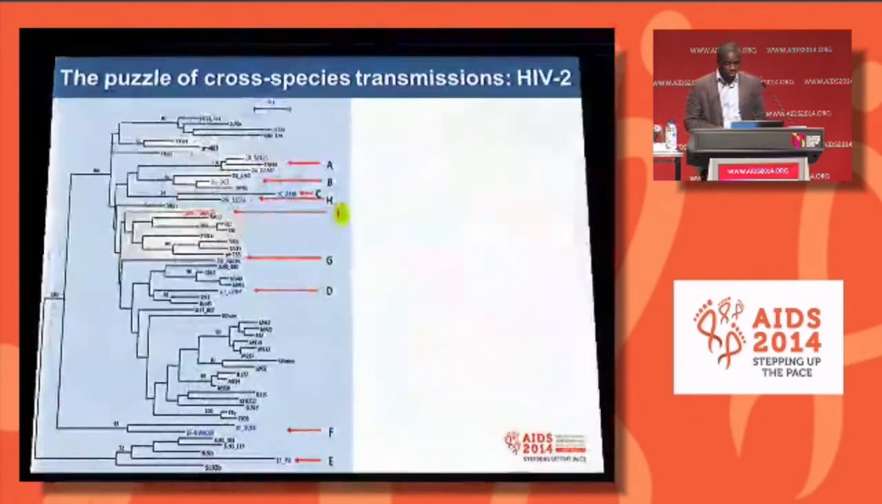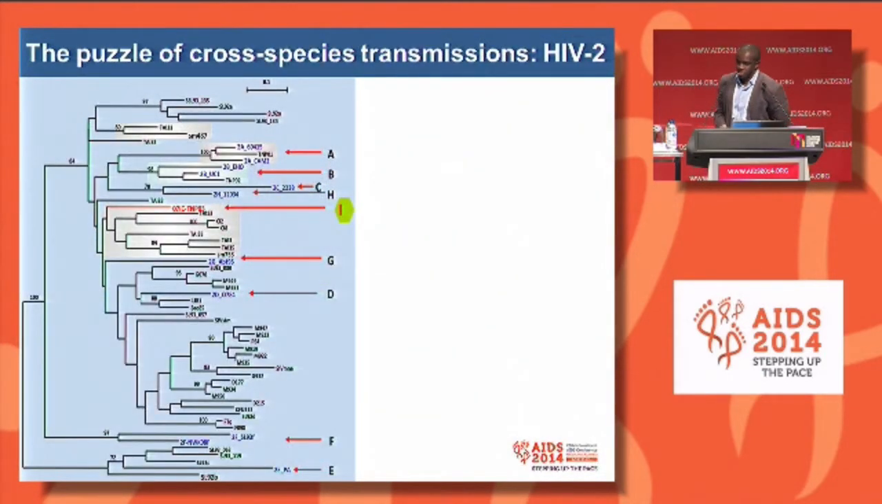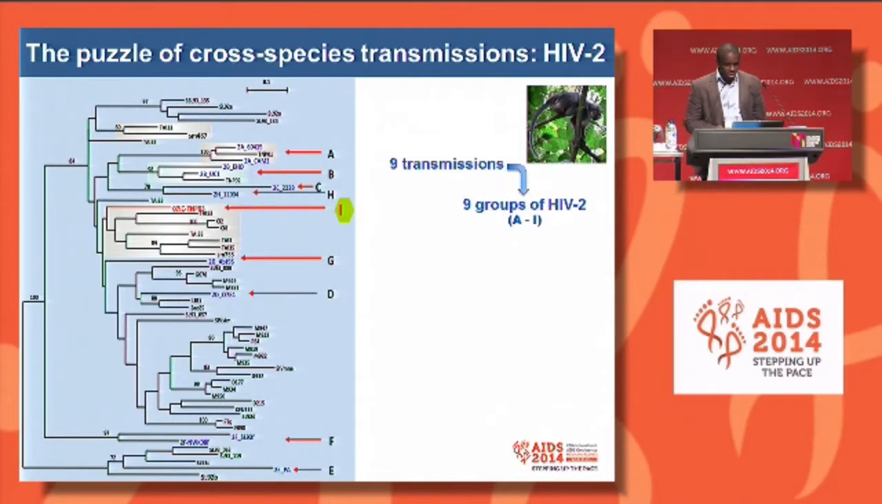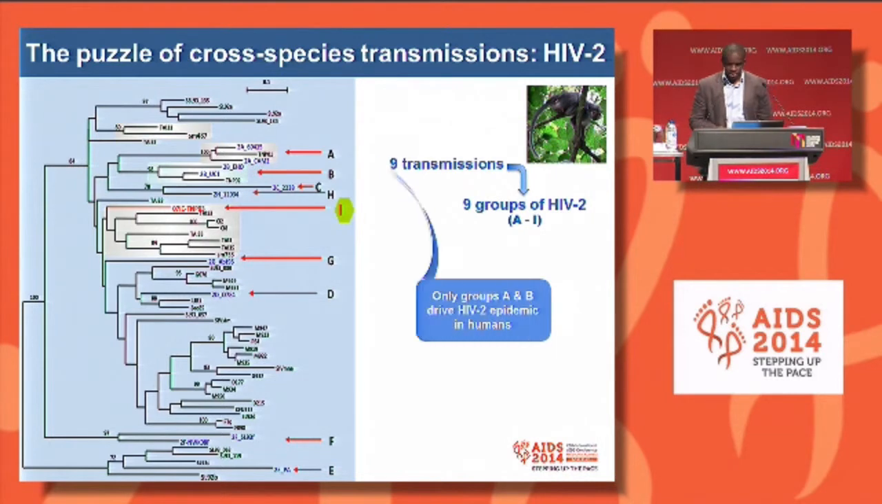For HIV-2 infection, the story is quite similar. We have different transmission episodes responsible for the 9 groups of HIV-2 that we know today, moving from group A to group I, which our team just recently described. One important thing is that among all these groups, only 2 groups, A and B, are responsible for the whole HIV-2 epidemic in the human population.